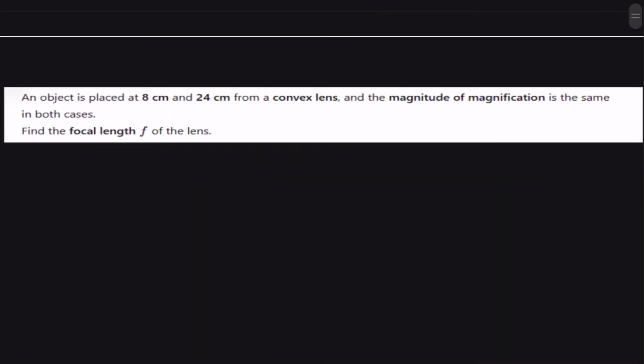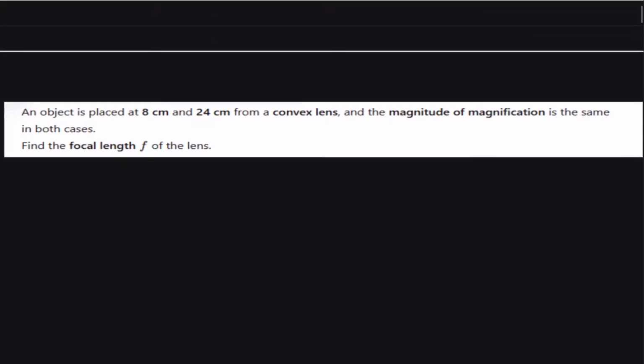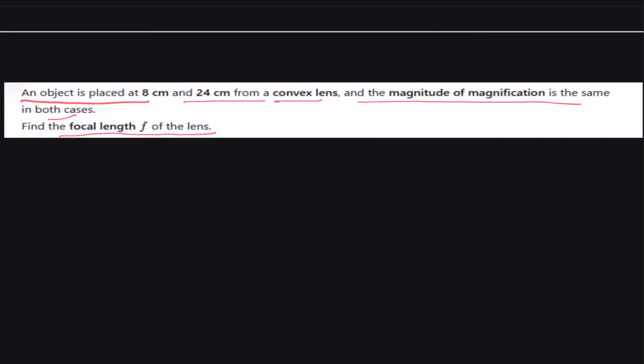So in the first question, it states that an object is placed 8 cm and 24 cm from a convex lens. The magnitude of magnification is same in both cases. Find the focal length of the lens. So in this case, we are given that object is placed at 2 places, and in both the cases the magnification is same. So in this case, we are going to use the lens formula.